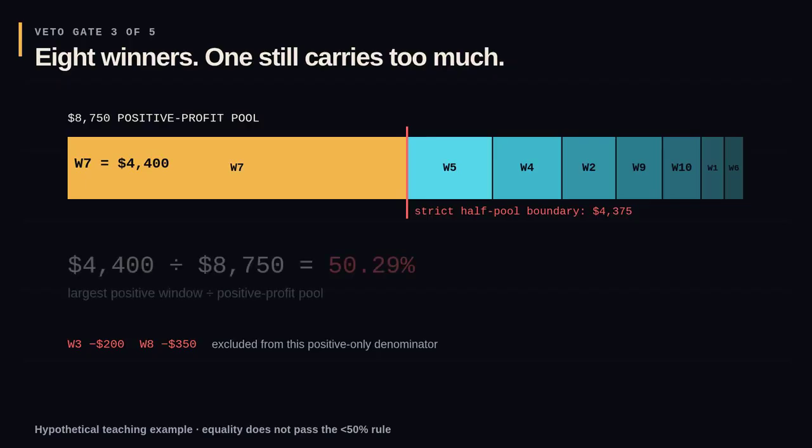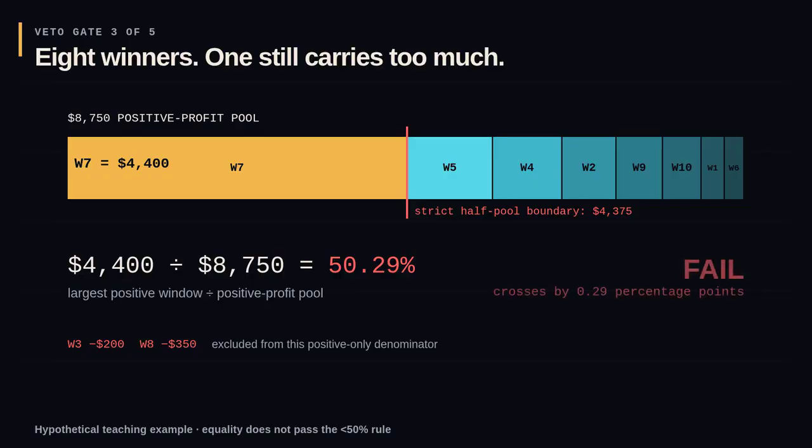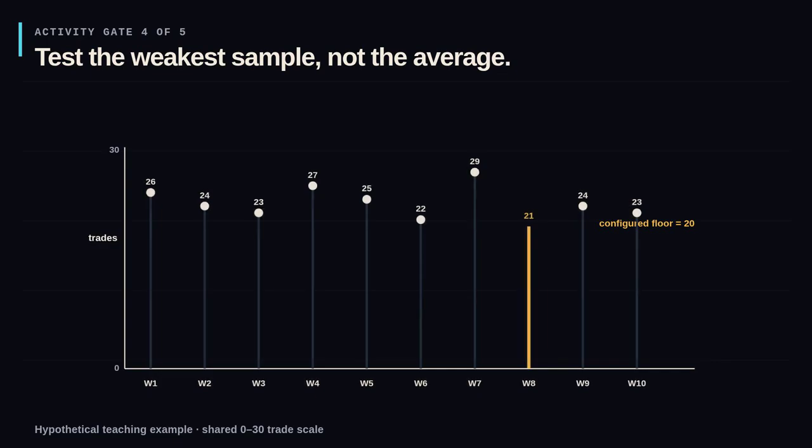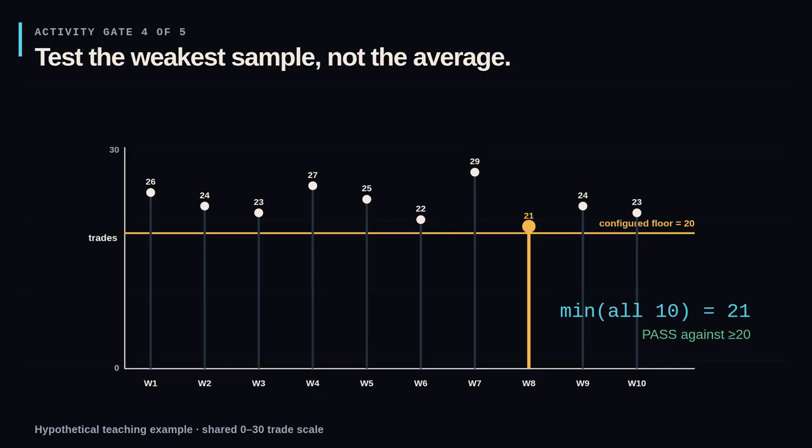The remaining checks measure activity and pain. The smallest trade count is 21, clearing the minimum of 20 trades per run. Worst maximum drawdown is $12,000. Against the configured $50,000 capital base, that is 24% below the 25% ceiling. These are operator gates for this process, not universal laws of safety. 4 gates pass. Concentration still vetoes the example.